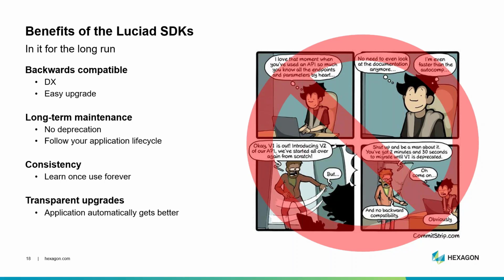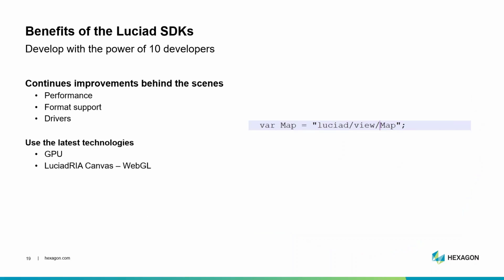And then transparency in upgrades. A lot of the applications that you build with the SDKs will actually improve automatically when you upgrade. So keep in mind, upgrading is easy because of the backwards compatibility, but you also get free wins because the performance might, for instance, already get better, or you might have additional format support or drivers, which is actually what I want to address here as well.